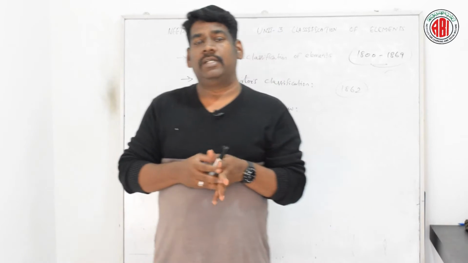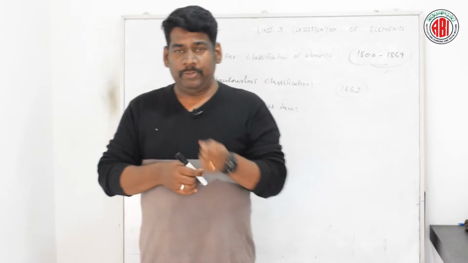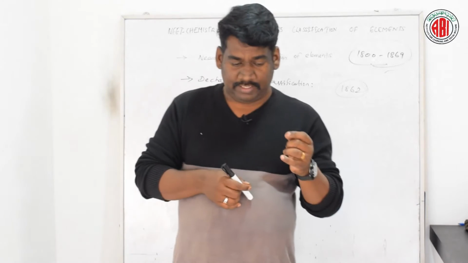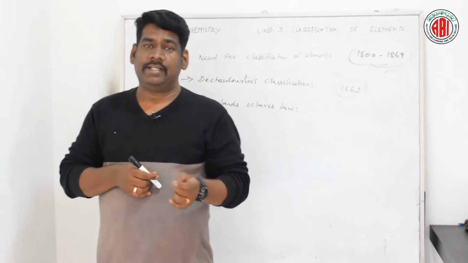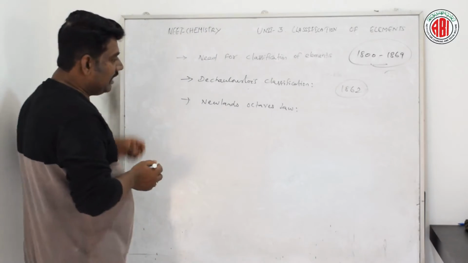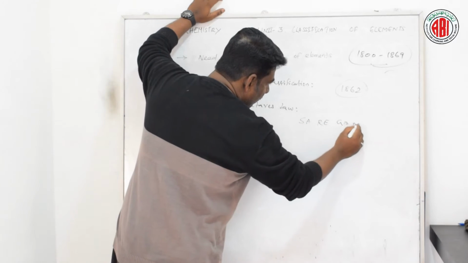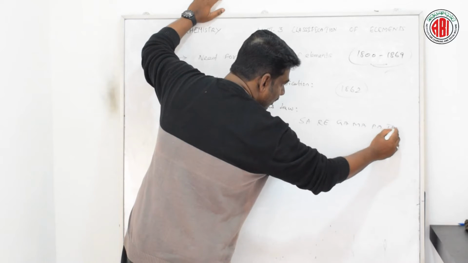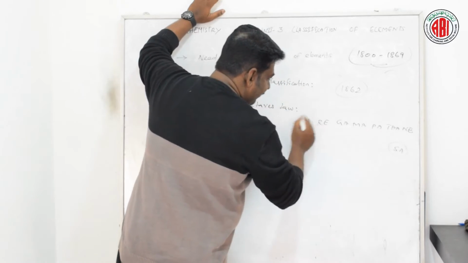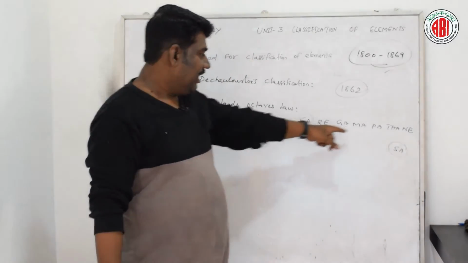According to him, he arranged the elements based on musical notation. In musical notation, the first letter is repeated after the eighth letter. For example, sa, ri, ga, ma, pa, da, ni, and again repeating with sa. So this is a musical notation: sa, ri, ga, ma, pa, da, ni, sa.